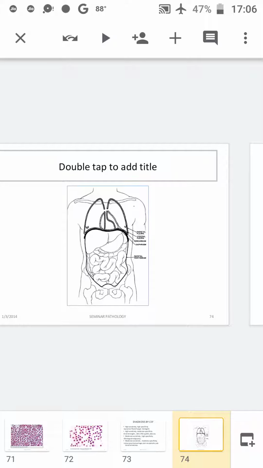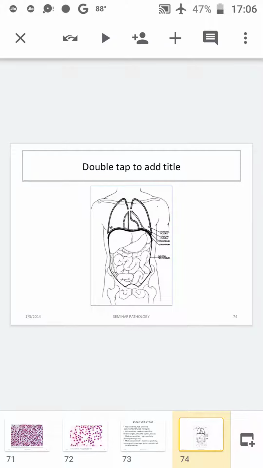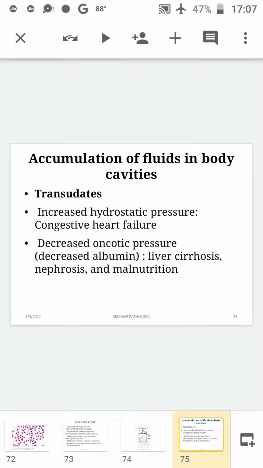Now coming to the other fluids. Other fluids are the pleural fluid, peritoneal fluid, pericardial fluid and synovial fluid. Okay, pleural fluid is a fluid accumulation in the pleura around the lungs. Generally this fluid gets accumulated in the body cavity by 2 processes. One is transudate and the other is exudate.